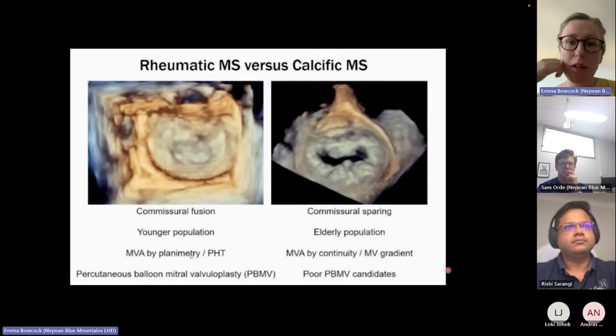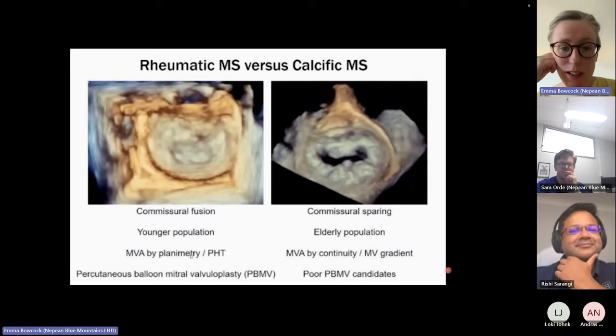I haven't referenced this slide, and I've had it in my talk for ages, and I need to find the reference. I'm sorry for whoever I've stolen it from without referencing them, but I think it's quite nice just to highlight the differences between rheumatic and calcific.